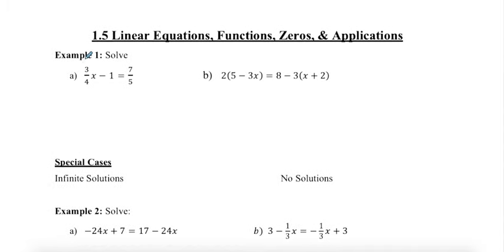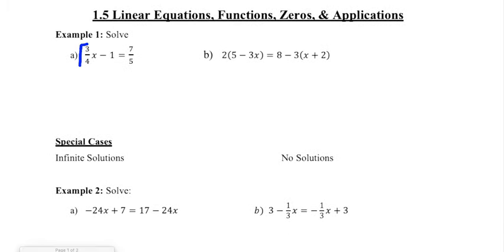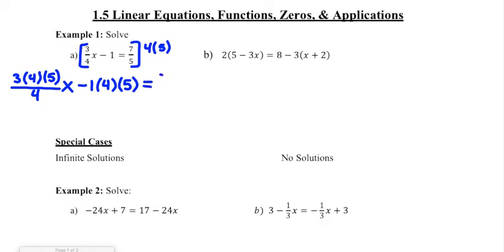When I want to get rid of fractions in an equation, I'm going to multiply by whatever's on the bottom. So I'm going to multiply by a 4 and by a 5, because both denominators have a 4 and a 5. You can do it by 20, but you'll see that I'm just going to simplify things right away. So I'm going to take 3 times 4 times 5 divided by 4, x, minus 1 times 4 times 5 equals 7 times 4 times 5 divided by 5. I multiplied every single term by 4 and 5, so the equation is still true.